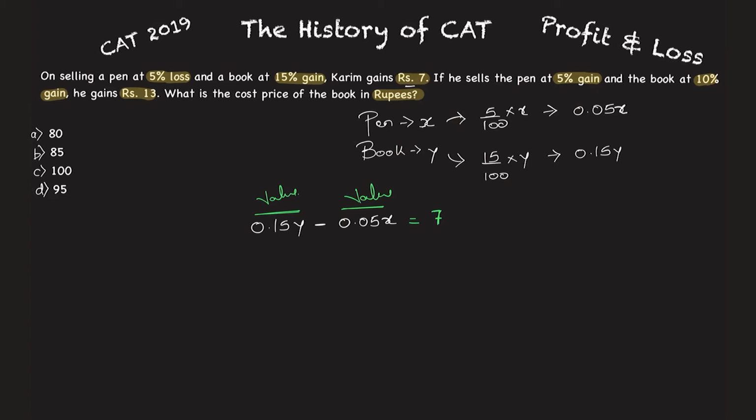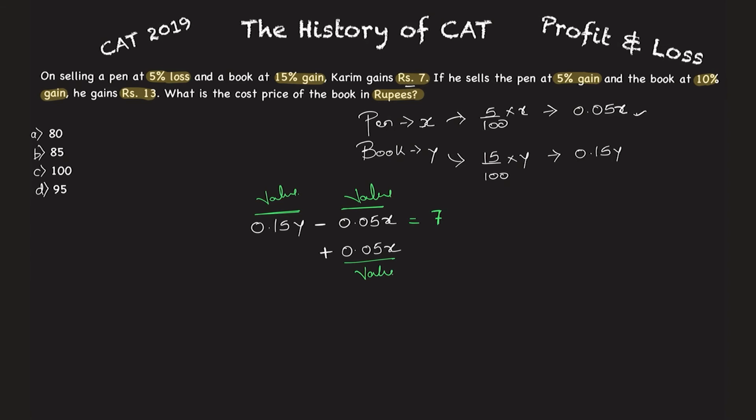Then if he sells the pen at 5% gain, 5% of the pen is 0.05X, which means he is making a profit of 5% of X. Let's write it here so that we can compare it easily. This is 0.05 of X. He made a profit of that, which will come as a value. So this is again a value.